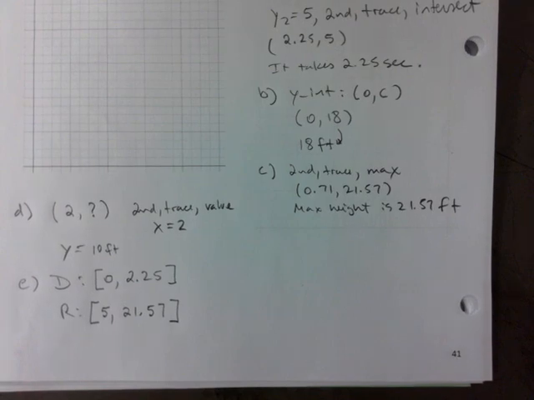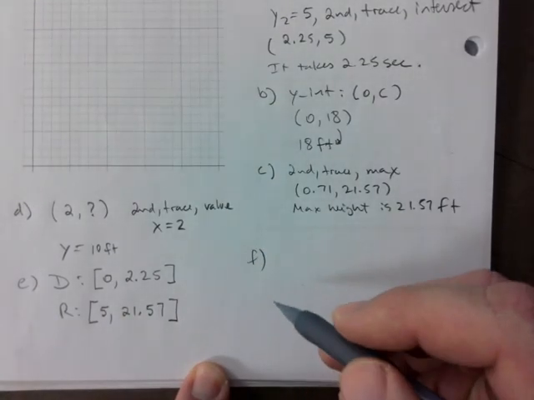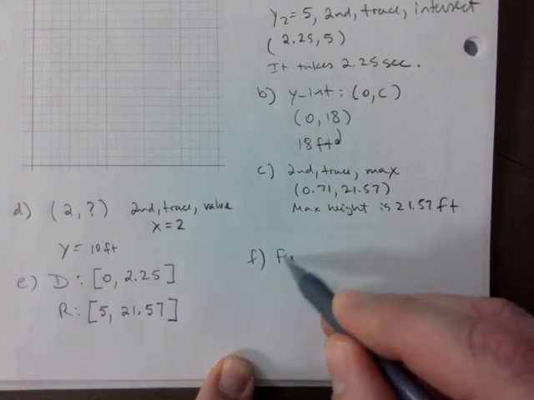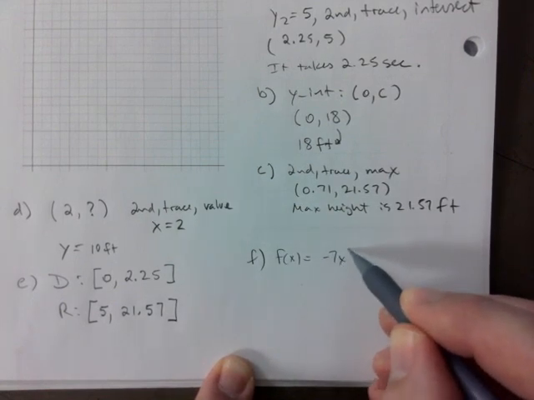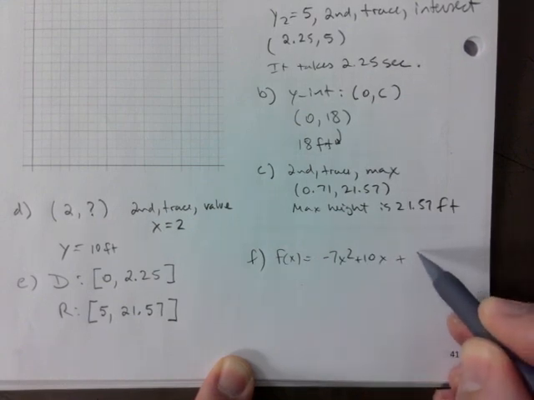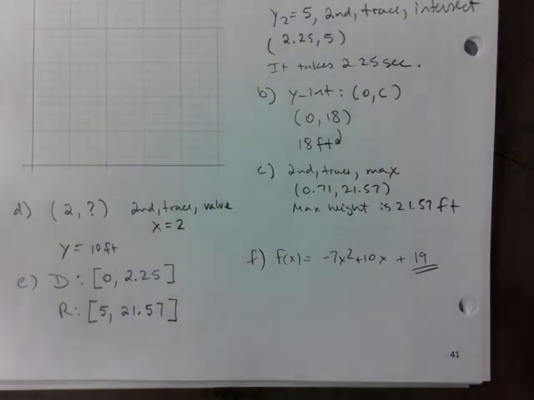Here we go. I'm going to graph this. Oh, let's do the equation. An equation that would have a greater maximum height. Here it is. It's not rocket science. All you need to do is increase the C value. So 19 would do. 18.01 would do. Anything bigger than 18 would do.